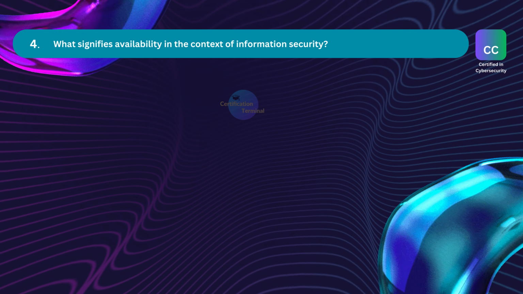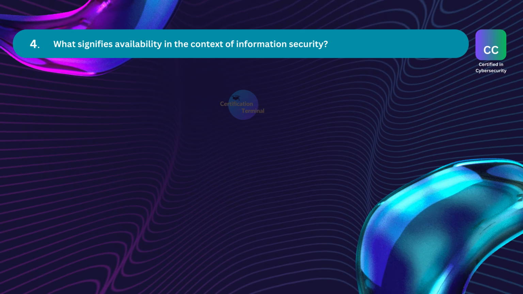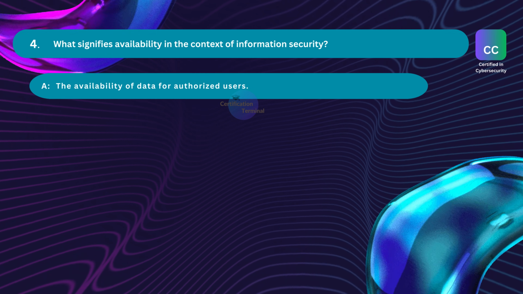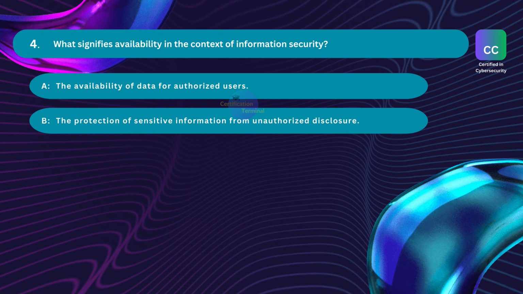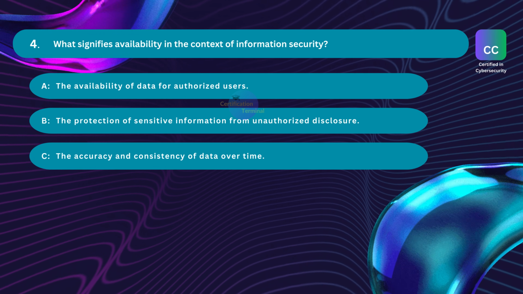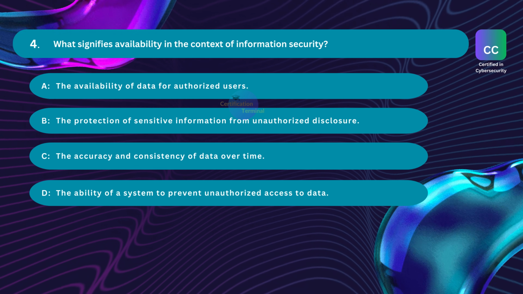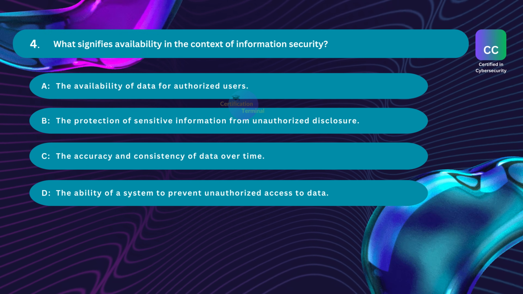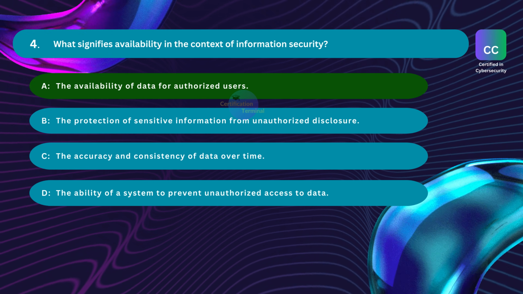Question number 4. What signifies availability in the context of information security? Option A, the availability of data for authorized users. Option B, the protection of sensitive information from unauthorized disclosure. Option C, the accuracy and consistency of data over time. Option D, the ability of a system to prevent unauthorized access to data. The correct answer is Option A, the availability of data for authorized users.